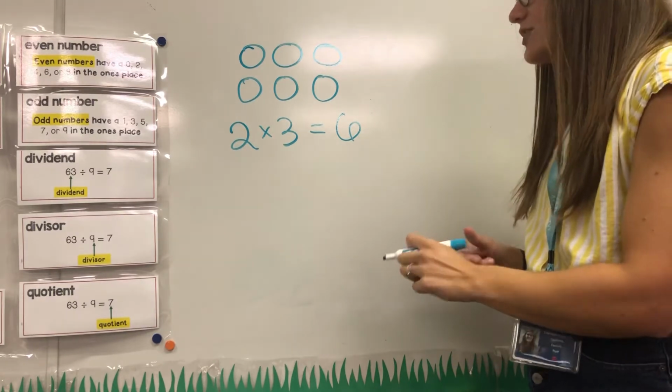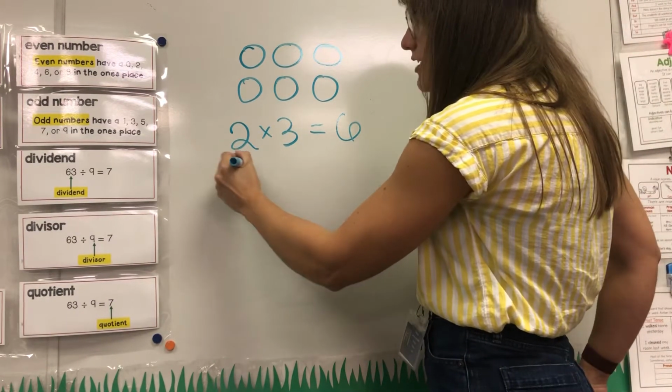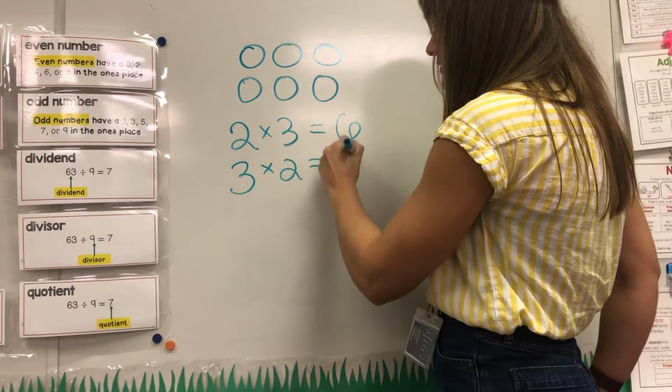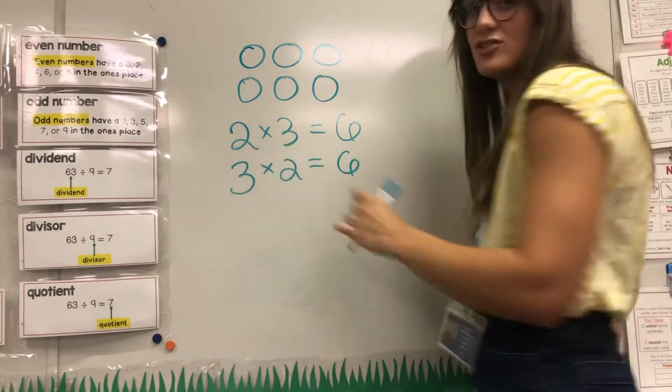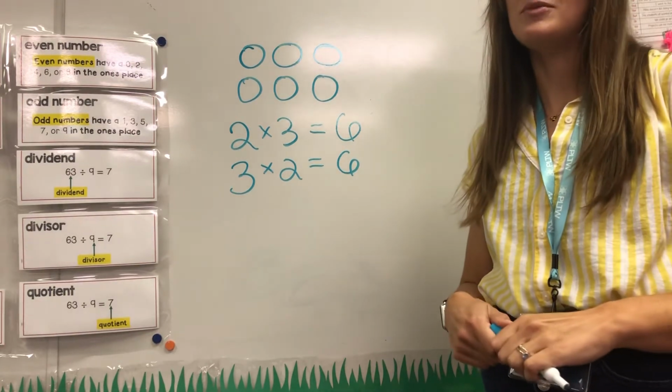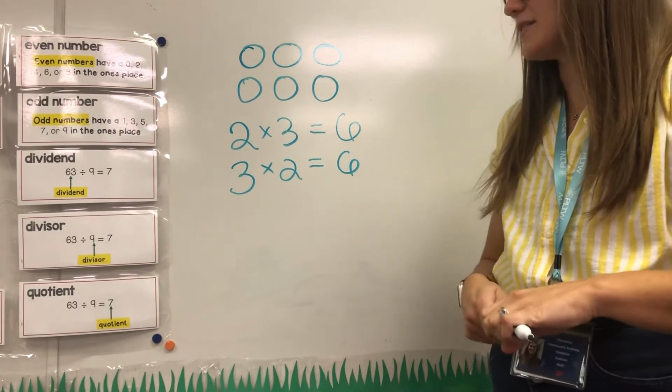Now, I can also say that 3 times 2 equals 6. All I did was flip-flop these two numbers. And I can do that in multiplication because of the commutative property of multiplication.